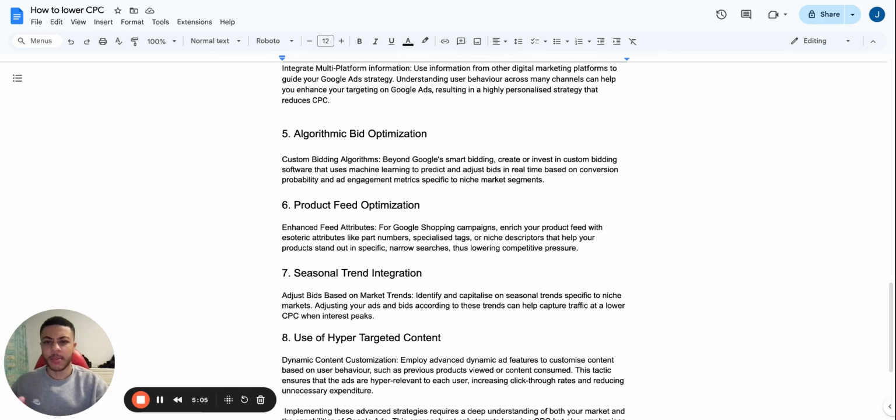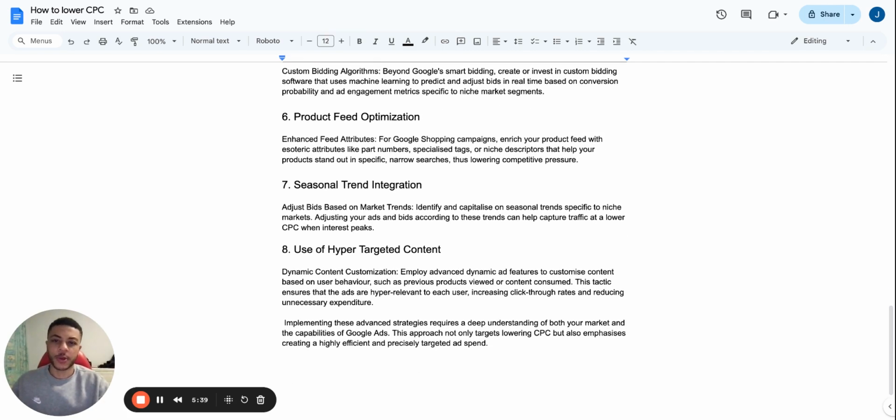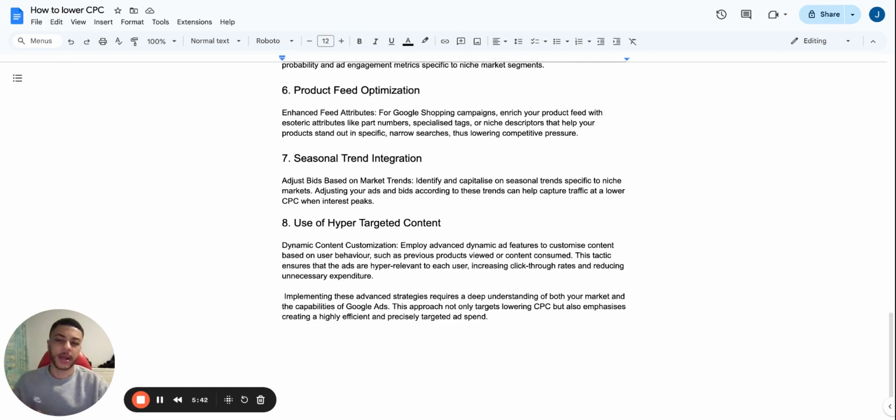Number five will be algorithmic bid optimization. So this is a custom bidding algorithm. Beyond Google's bidding strategies, you can create or invest in custom bidding software that uses machine learning to predict and adjust bids in real time based on conversion probability and ad engagement metrics specific to niche market segments. I mean, Google Smart Bidding is very, very good and you can rely on that. But if you really want to go deep, then you can invest in a custom bidding software. But Google Smart Bidding is also very reliable, and you can use that.